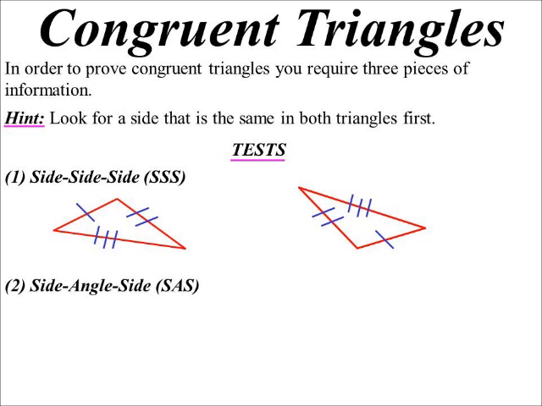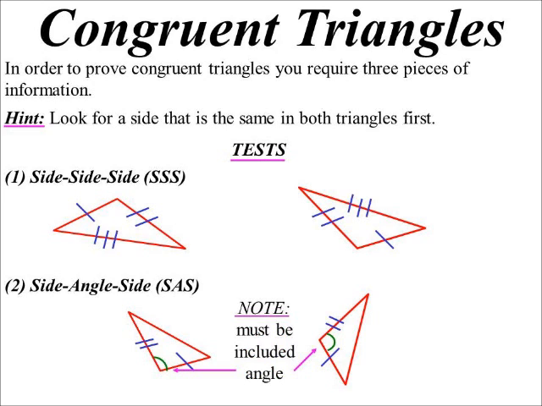The second one is, we'll take away one side and add in an angle. You may recall that it does matter which angle. It has to be the one that's in between the 2 sides that you've shown are equal. That's why we say side, angle, side, to highlight the angle must be the one in between, what we call the included angle. So side, angle, side. There's our second one.